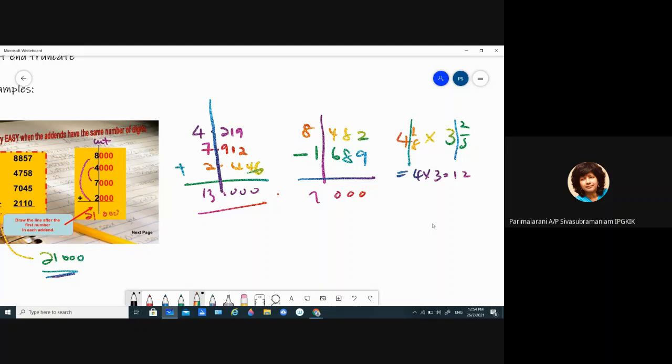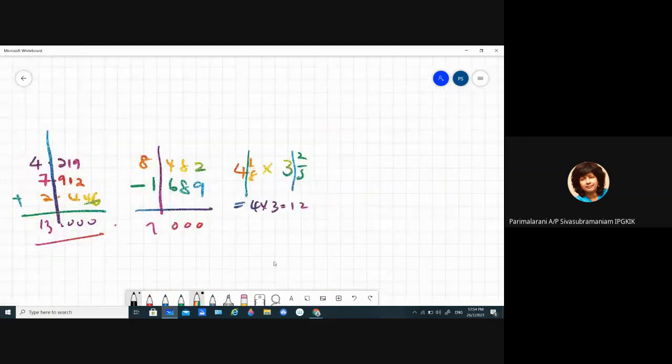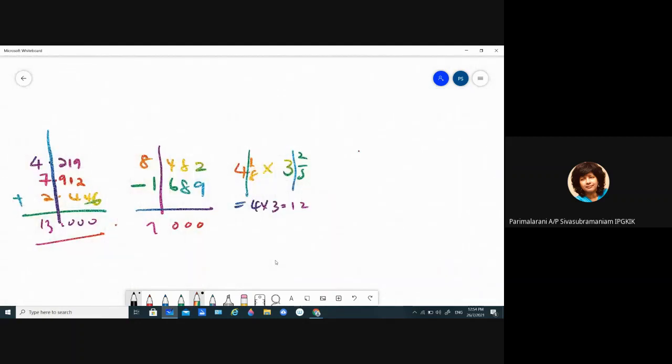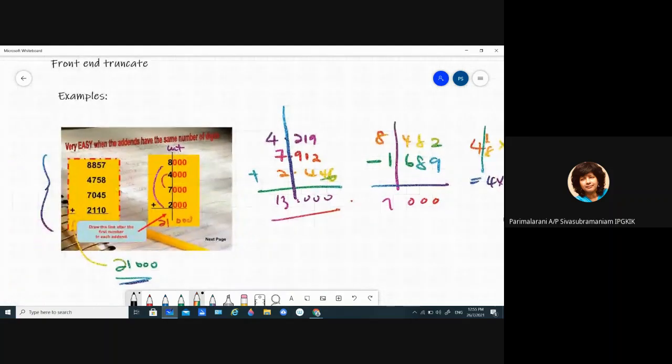Or if you're doing an addition of fractions, 4.5 plus 7 1/3 plus 9 1/3, you can truncate this. Just add the whole numbers, 4 plus 7 plus 9, so this is 20. This is front end truncate, easy estimation.